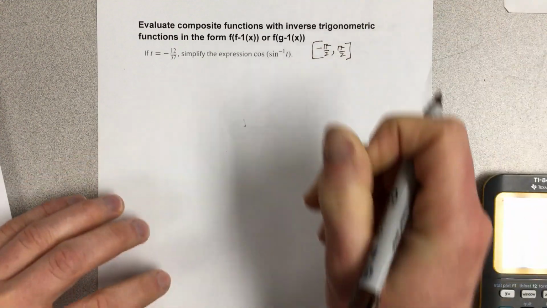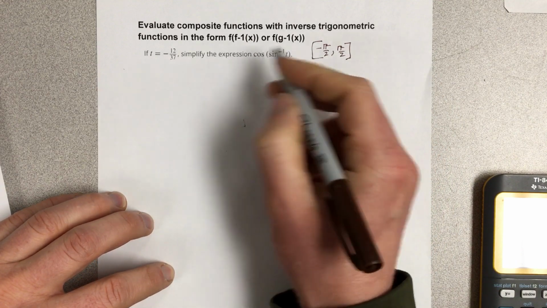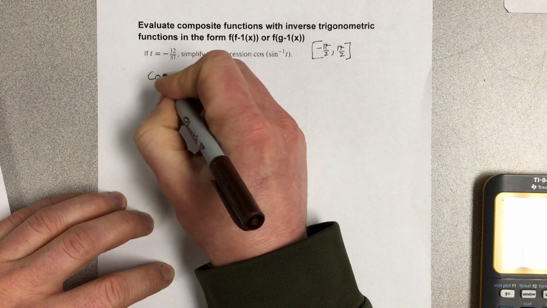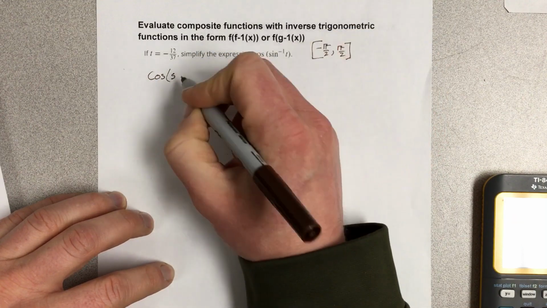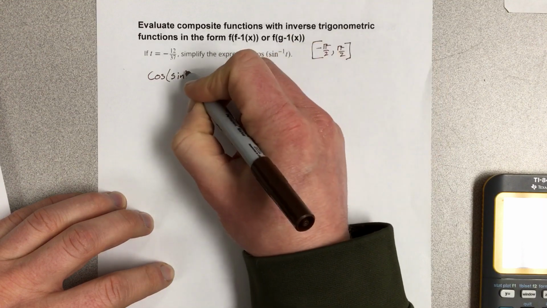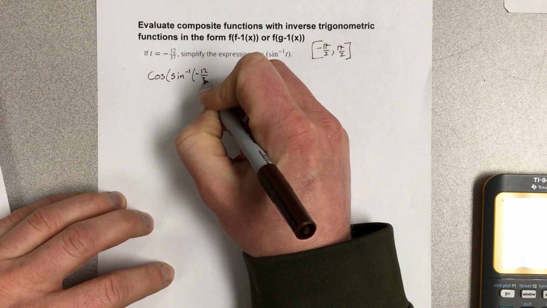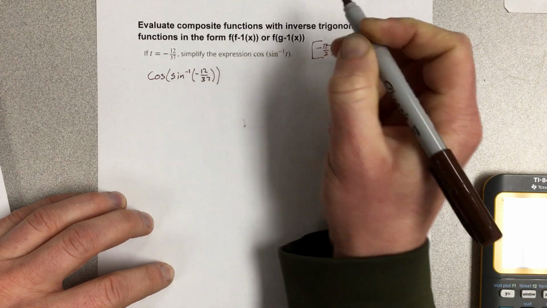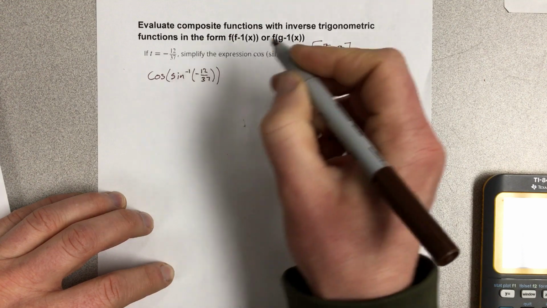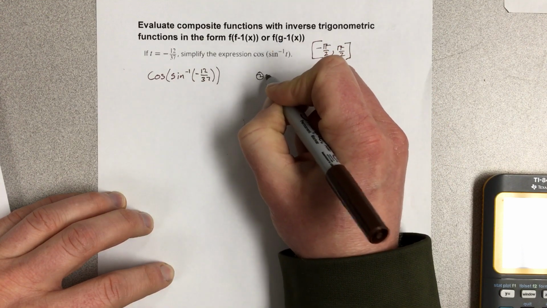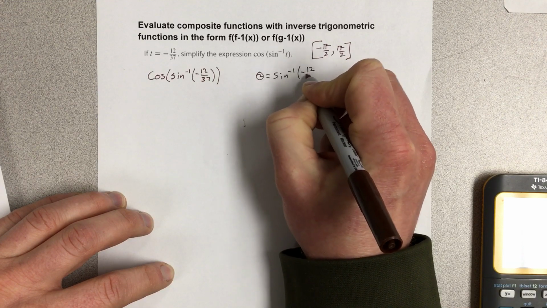And then we're going to take this negative 12 over 37 and plug that in. So I'm going to write out a few different expressions or equations that I think will make sense for this problem. So I plug negative 12 over 37 in. Now, inverses are always giving you an output which is an angle. So I can say that theta is equal to sine inverse of negative 12 over 37.